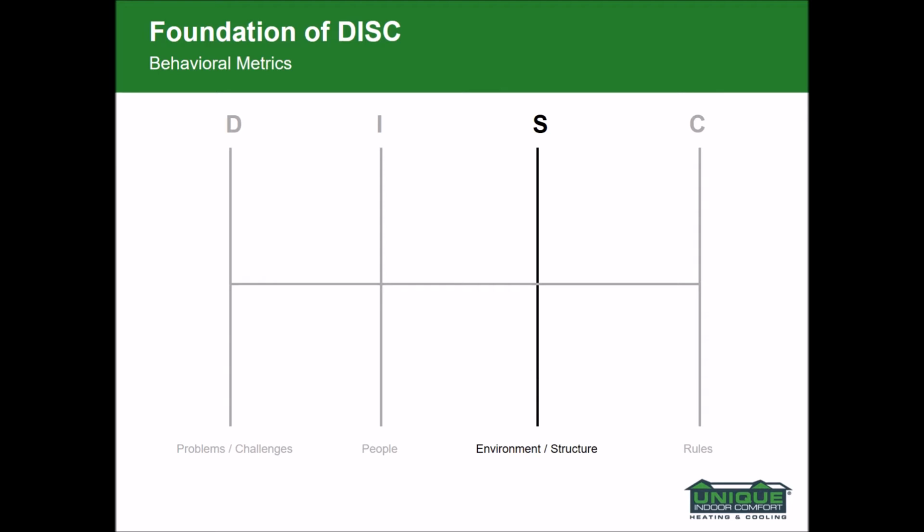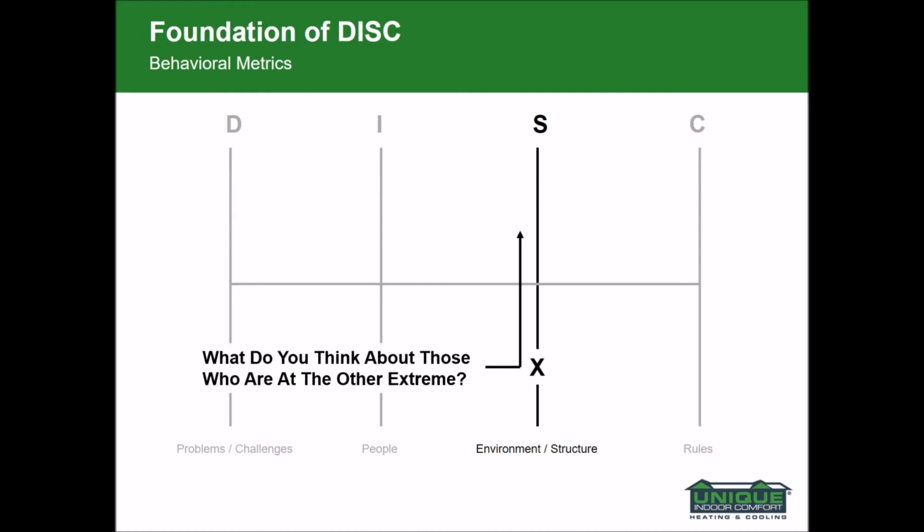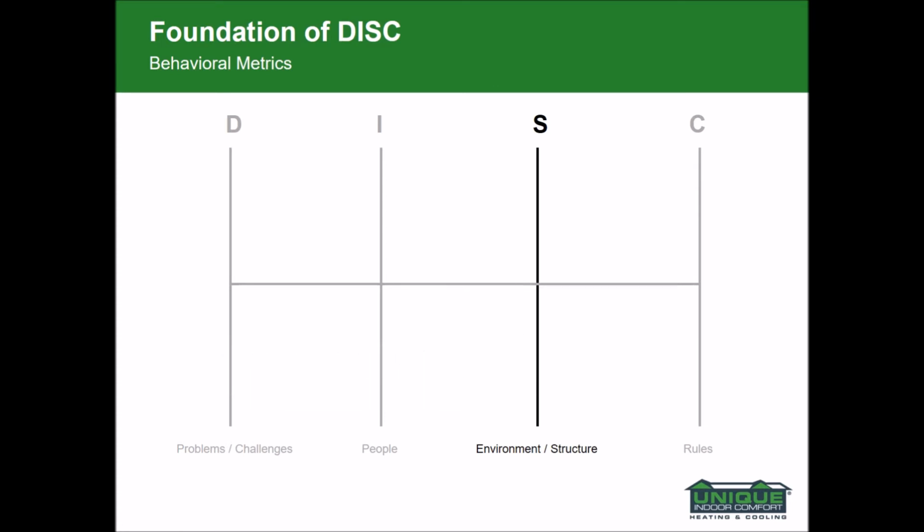So what do you think high Ss think of low Ss? Often high Ss believe low Ss are inefficient, perhaps a bit careless, messy, and in some cases undependable. On the flip side, low Ss think high Ss are overly methodical, stuck doing the same thing over and over again, slow and unwilling to change. Take a moment and put an X where you believe you are.